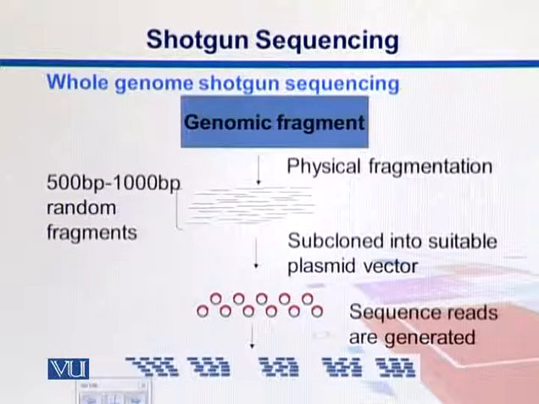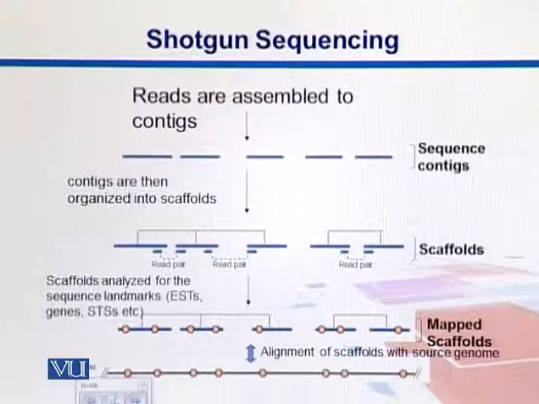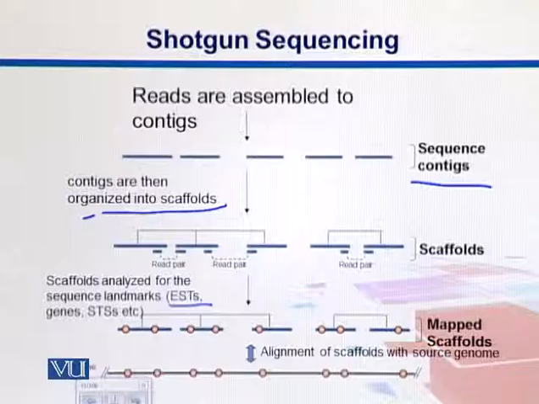In whole genome shotgun sequencing, we take DNA fragments, clone them into vectors, and then sequence them. Here we take the genomic DNA and break it into fragments of 500 to say 1000 base pairs, then simply subclone them and get sequencing reads just like we did earlier. Reads are then assembled into contigs, and contigs are arranged into scaffolds. Scaffolds are analyzed for landmarks, which are markers that can guide us on whether our assemblies are correct or not. In the end, these scaffolds join together and give us the genome map.